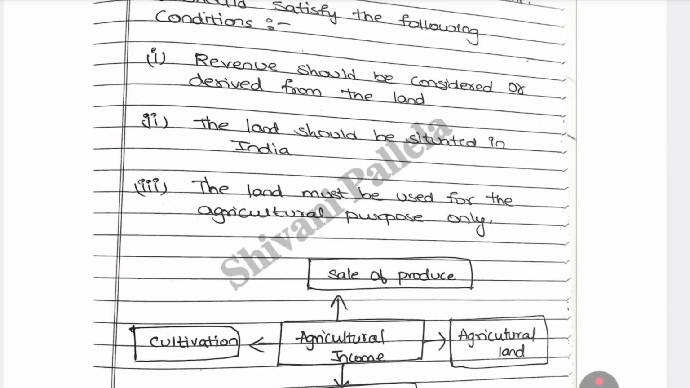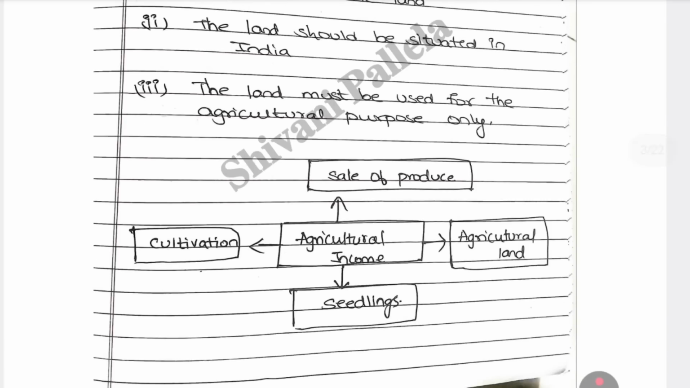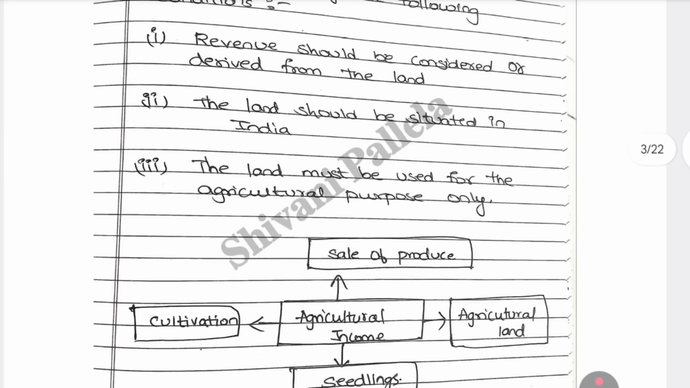So draw this flow chart. What is the agriculture income? Whatever the cultivation, whatever the agriculture land, seedlings or sale of produce. See, however I have written the answer in the PDF, the same way you should write it in the examination, as it is. You need to write the introduction, after the introduction the main 3 points, after that the flow chart.